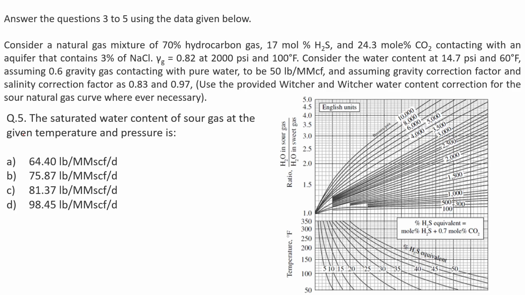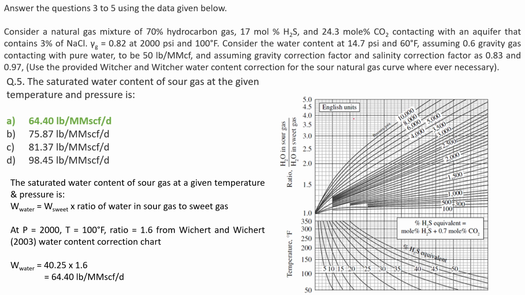So the next question is question number 5: the saturated water content of sour gas at the given temperature and pressure is. Options are A, 64.40 lb per mmscf per day, option B 75.87, option C 81.37, and option D 98.45 lb per mmscf per day. So here we have to find the saturated water content of sour gas at the given temperature and pressure.